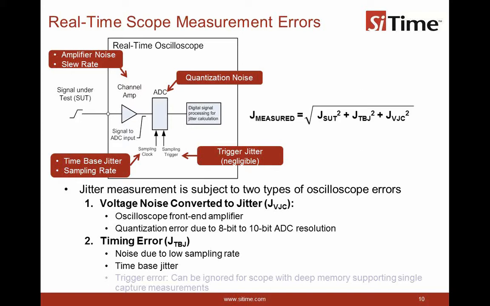And in terms of math, basically the jitter of the signal, JSUT, which is the signal, a couple of other components get added to it, which are now scope-related: time-based jitter and voltage to jitter conversion jitter. So what is in the signal and what is measured are different because of the scope contribution. The objective is to reduce the effect of the scope contributions and at least know what the limits or noise are. All right, so tell us how we can reduce some of these error sources.